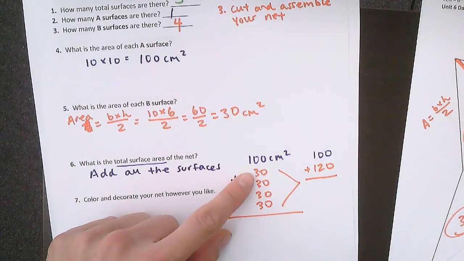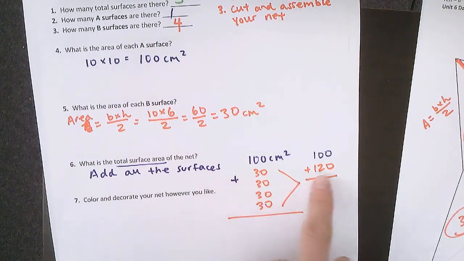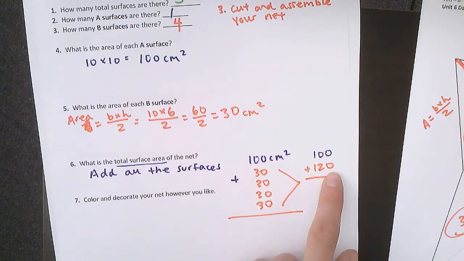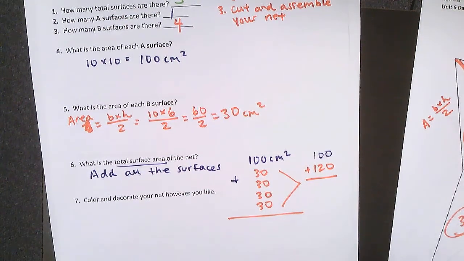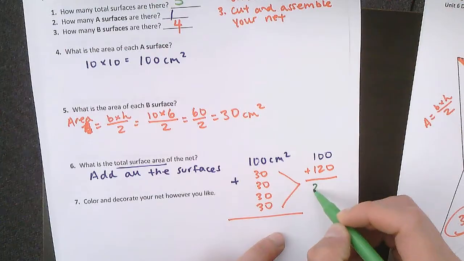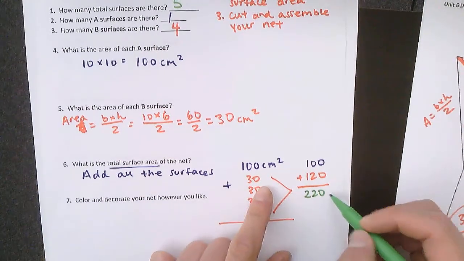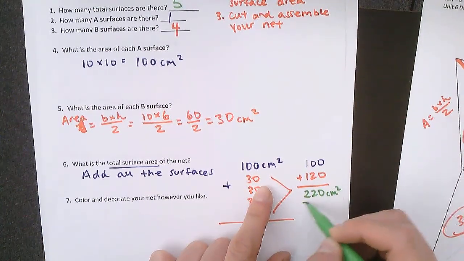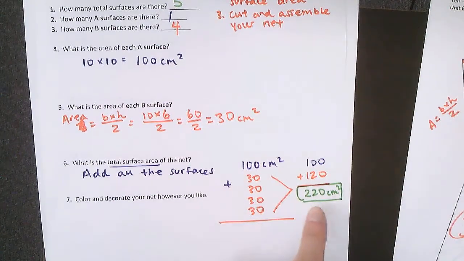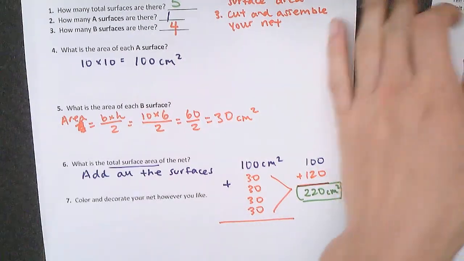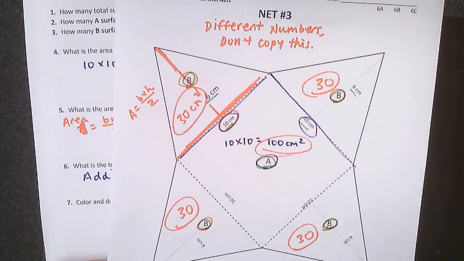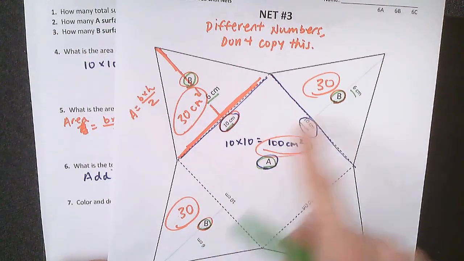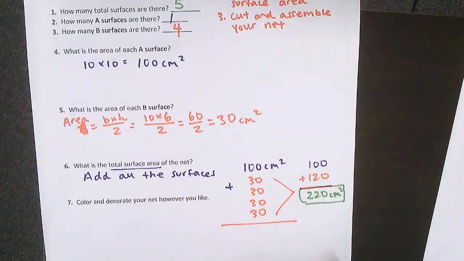Because 4 times 3 is 12, add the 0, 120. Then I add that up. Gives me 220 centimeters squared. So 220 centimeters squared is my total surface area. I got that by adding up all the sides. So find the area of each shape, add it all up. That's your total surface area.